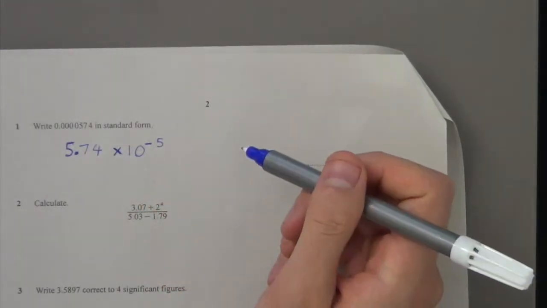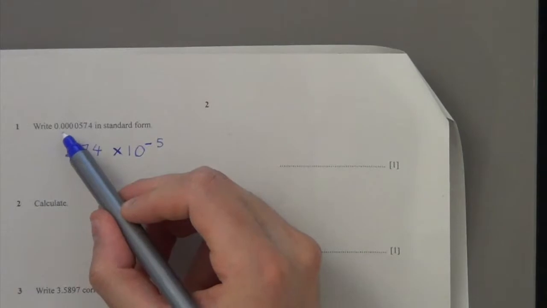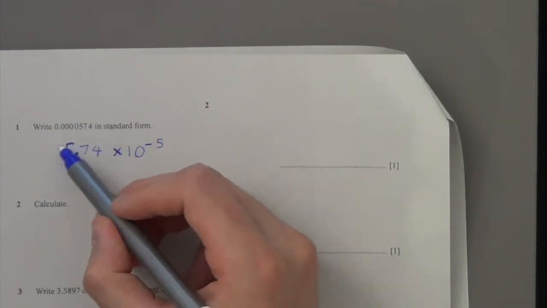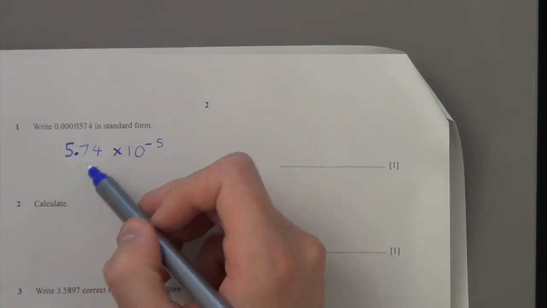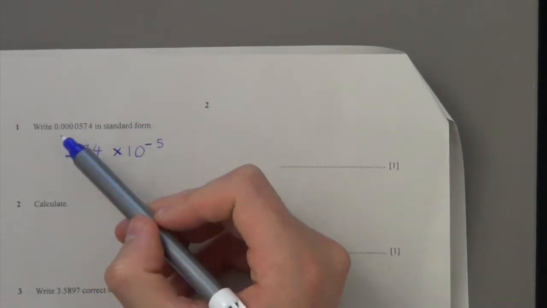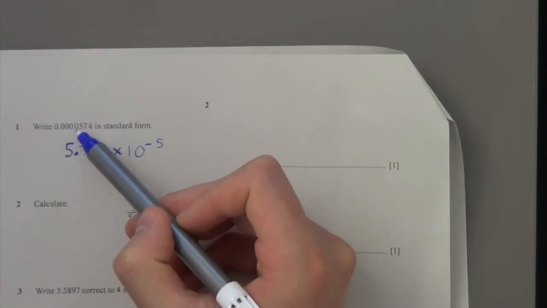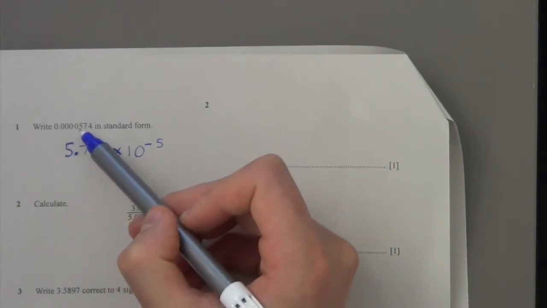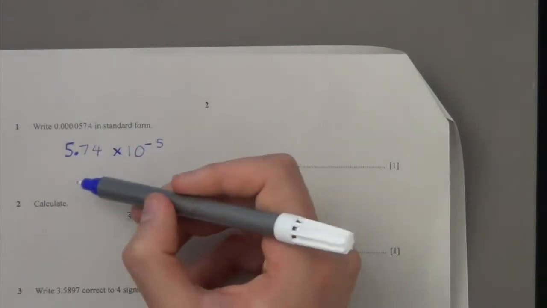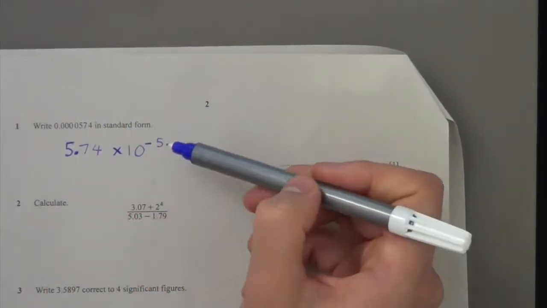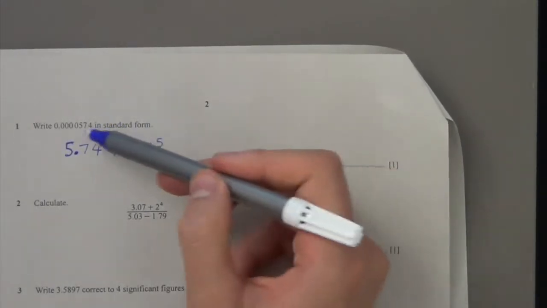0.0000574 in standard form. Okay, so how do we do this? We first of all look for the first non-zero number, which is 5 in this case, and then we write it like this with a decimal, 5.74, and then times 10 to the minus 5, because if we count from the decimal point here, 1, 2, 3, 4, 5, we count 5 before we reach the 5, so that's why it's going to be 5.74 times 10 to the minus 5. Okay, so you need to be familiar with switching between these two forms.